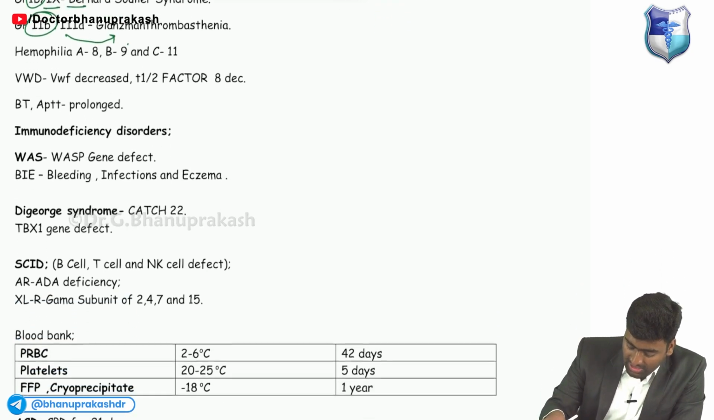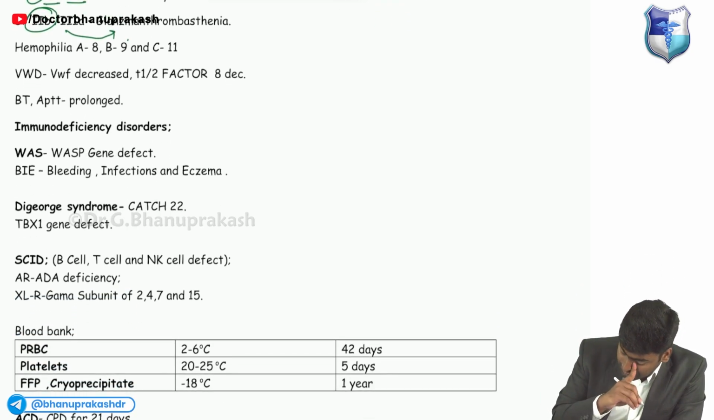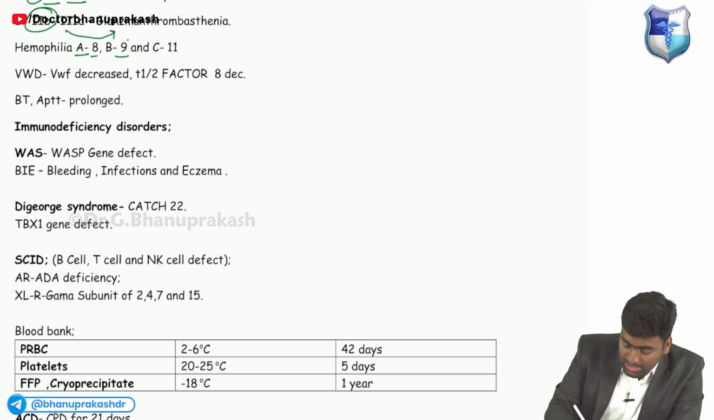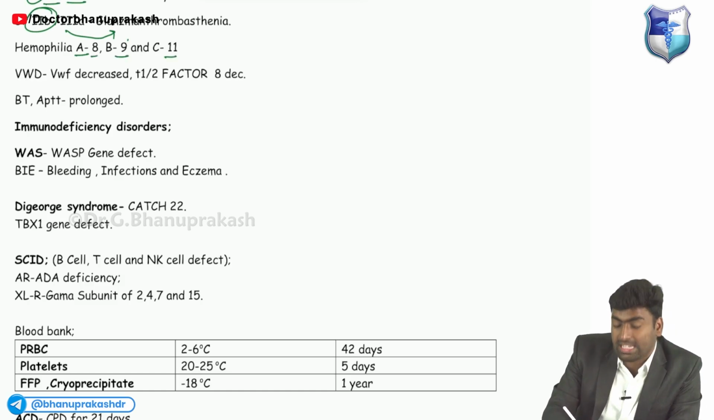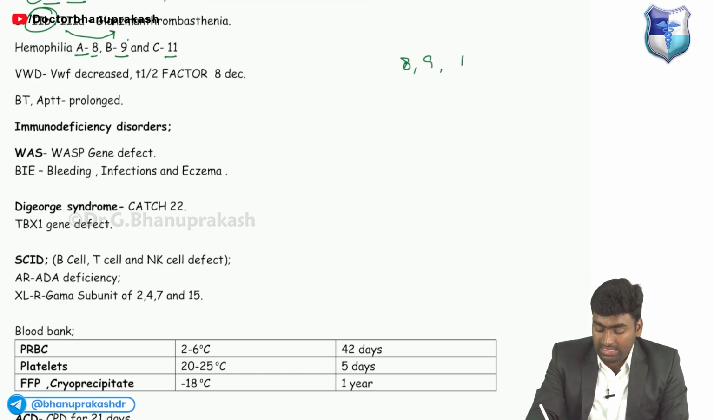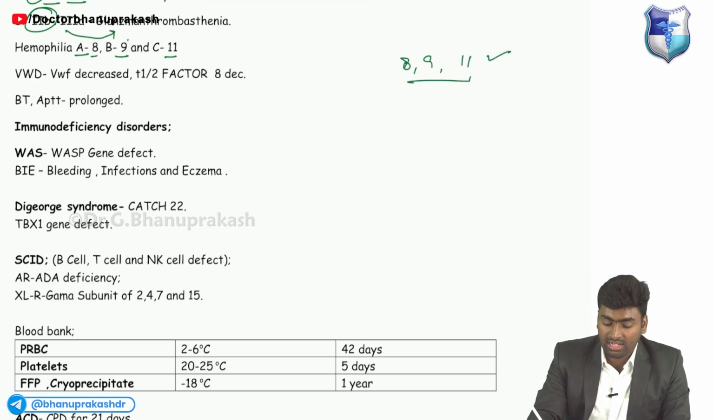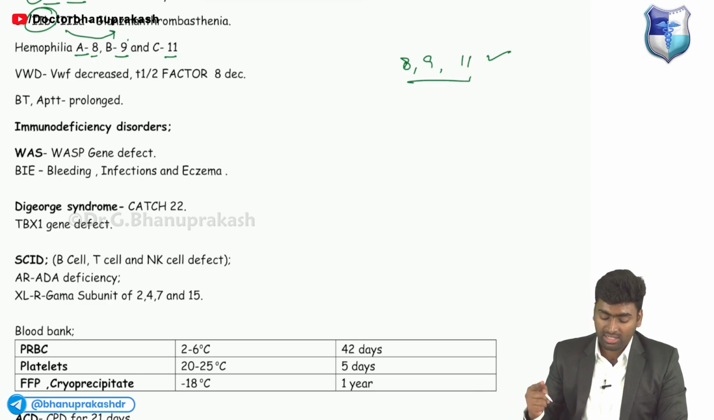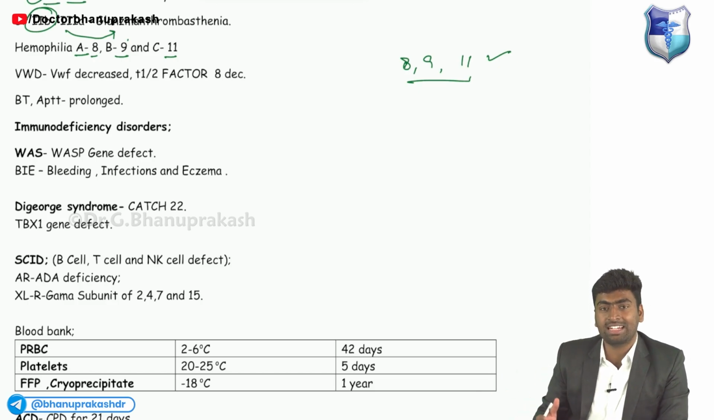And hemophilia, we studied, is an X-linked recessive disorder. Hemophilia A is factor 8 deficiency. B is because of the factor 9 deficiency. C is because of factor 11. So remember, it is 8, 9, not 10, it is 11. Sorry, it is 8, 9, 11.